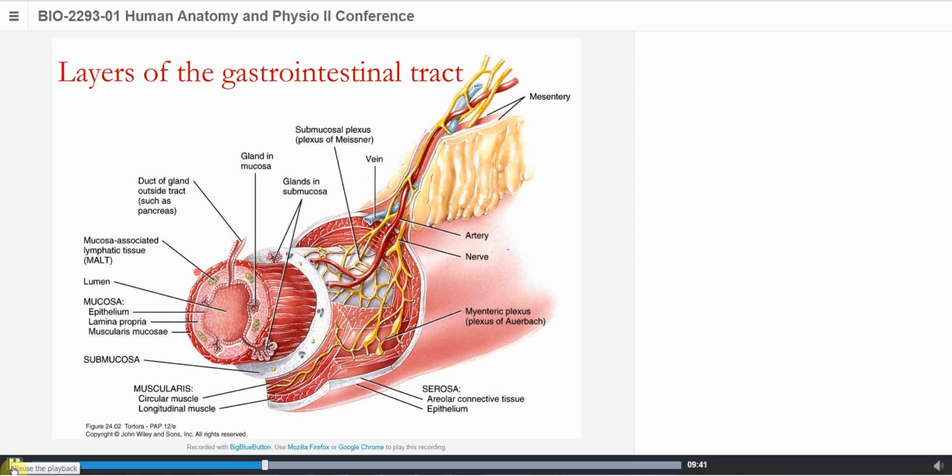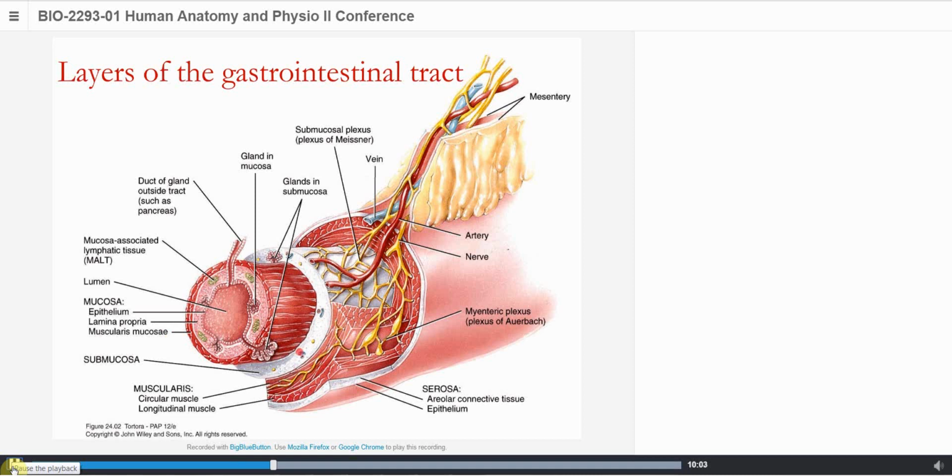And then there's a little layer of smooth muscle here called the muscularis mucosae. This layer is not involved in motility. It doesn't move food. It doesn't propel food. It's not helping in mixing. It is literally there for surface area and changing the texture of that lumen. Okay. All right, so that's the mucosa.